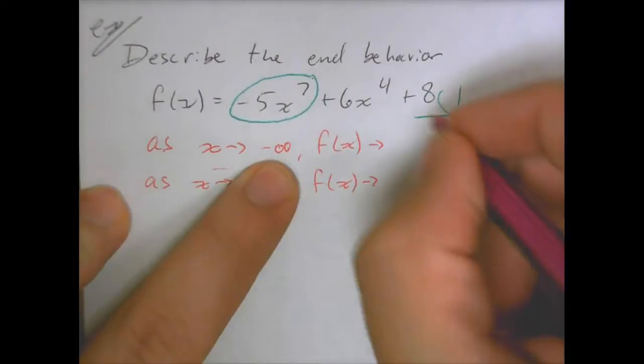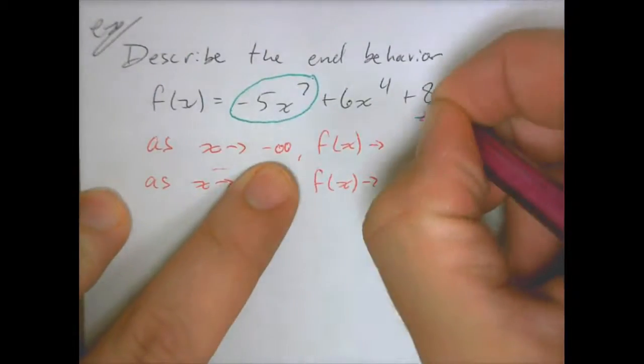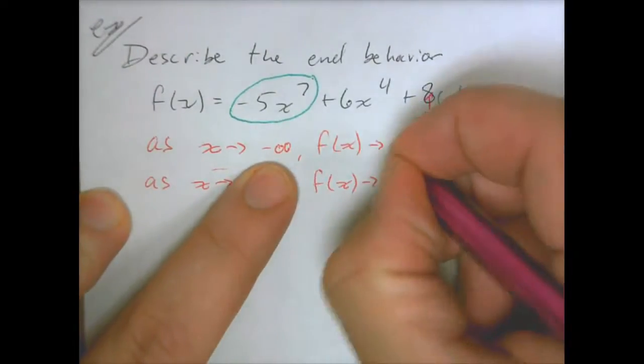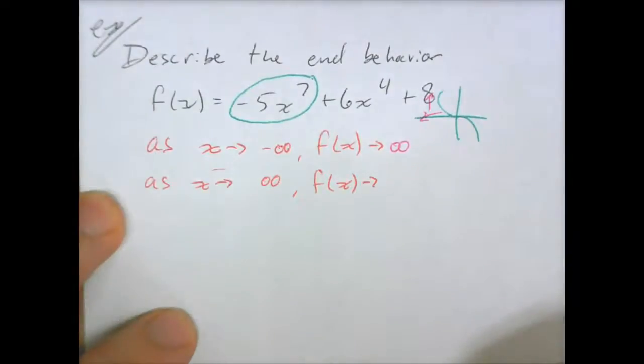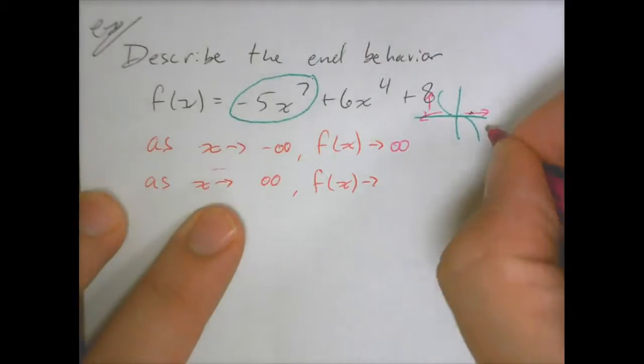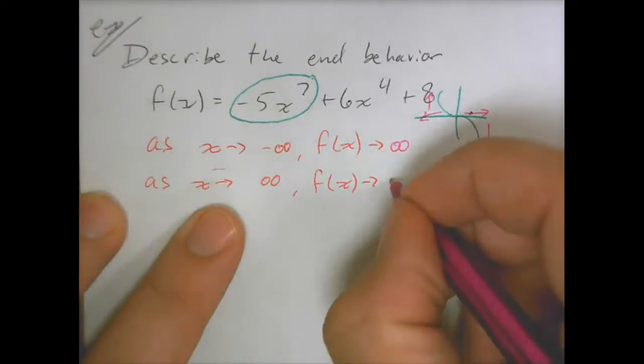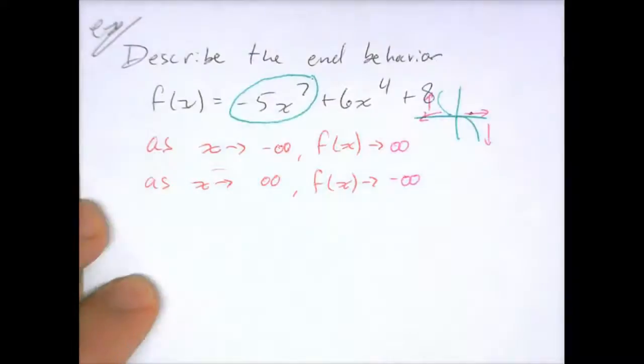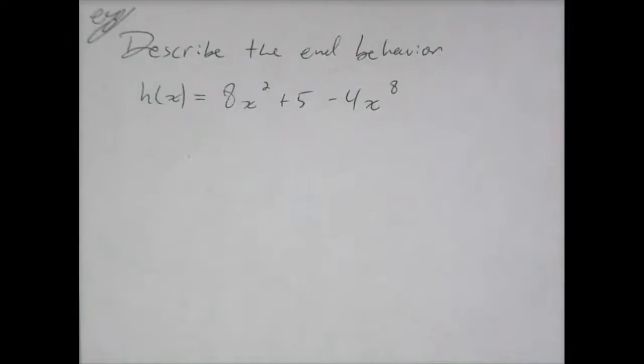So as x approaches negative infinity, or goes this way forever, it looks like my graph is going up, so it is going to infinity. And as x approaches infinity, or goes that direction, it looks like my graph goes down forever, so it goes to negative infinity.